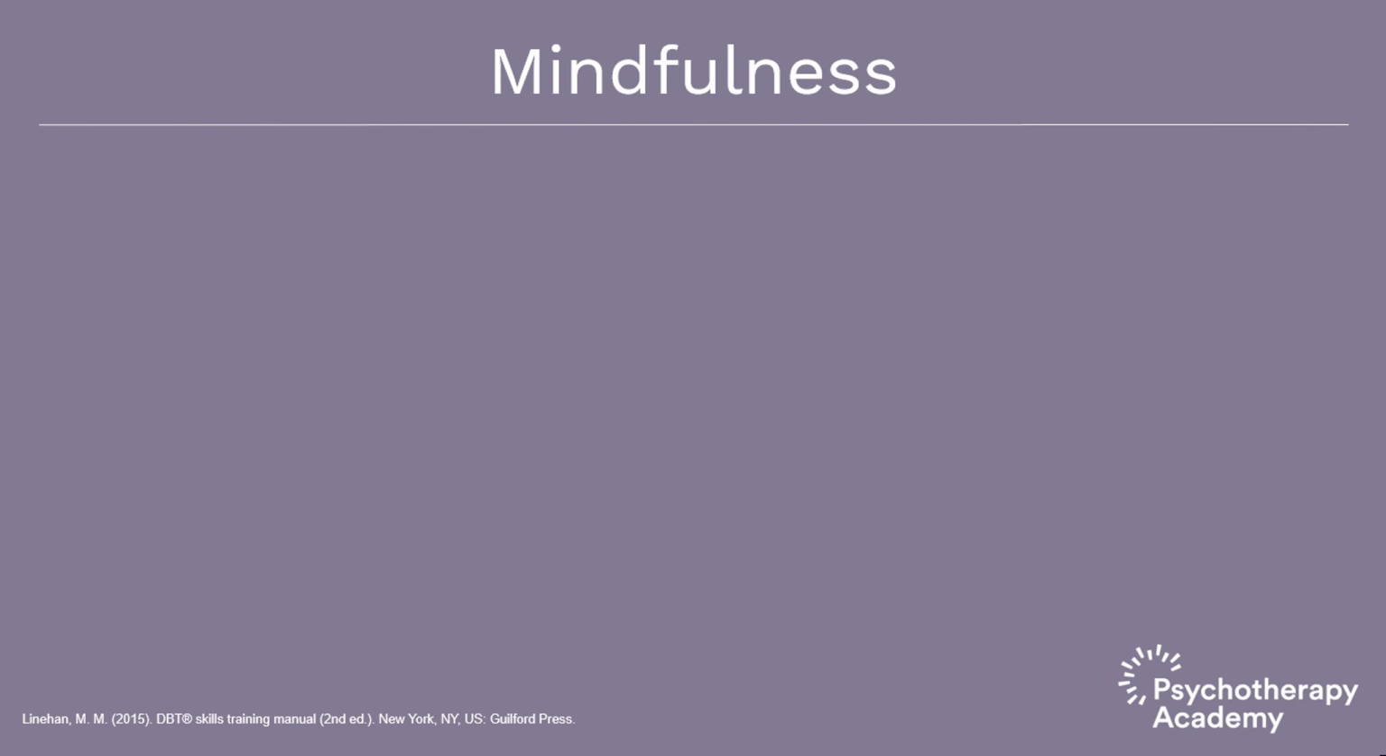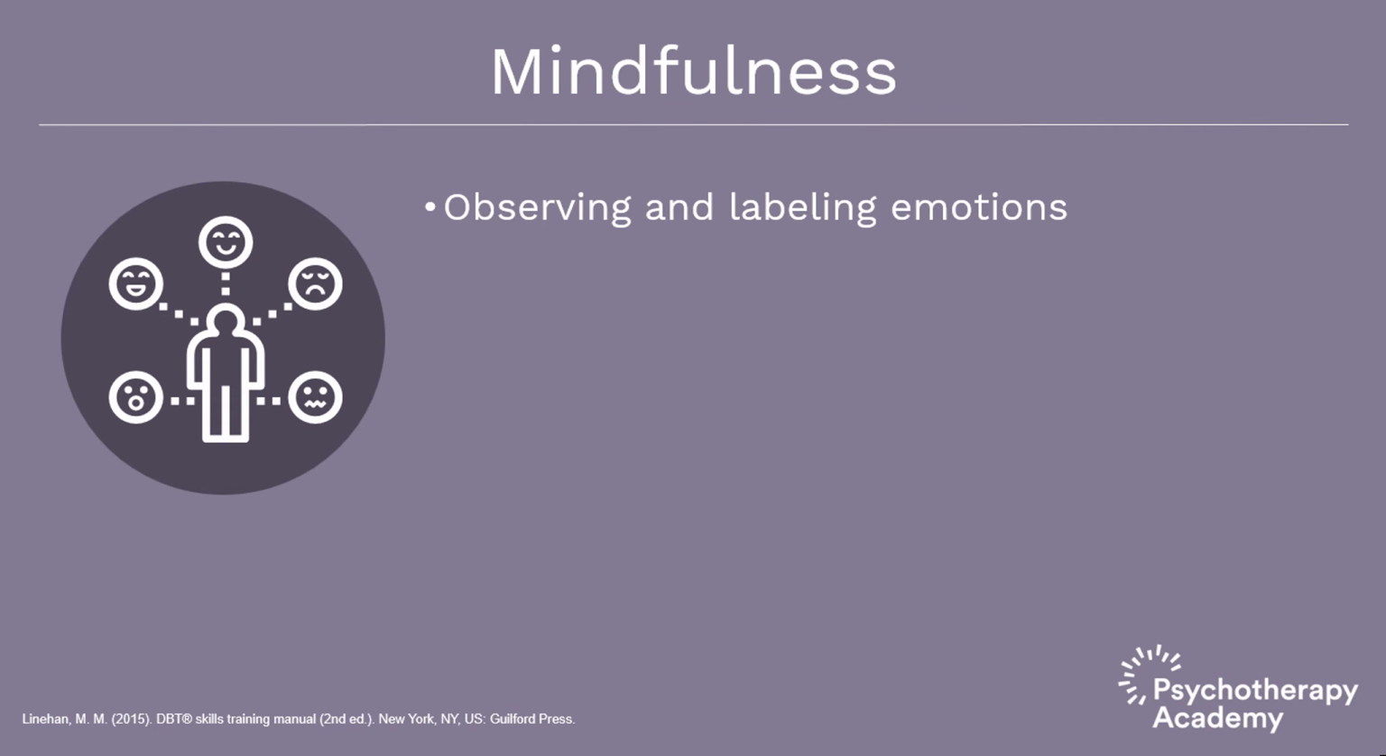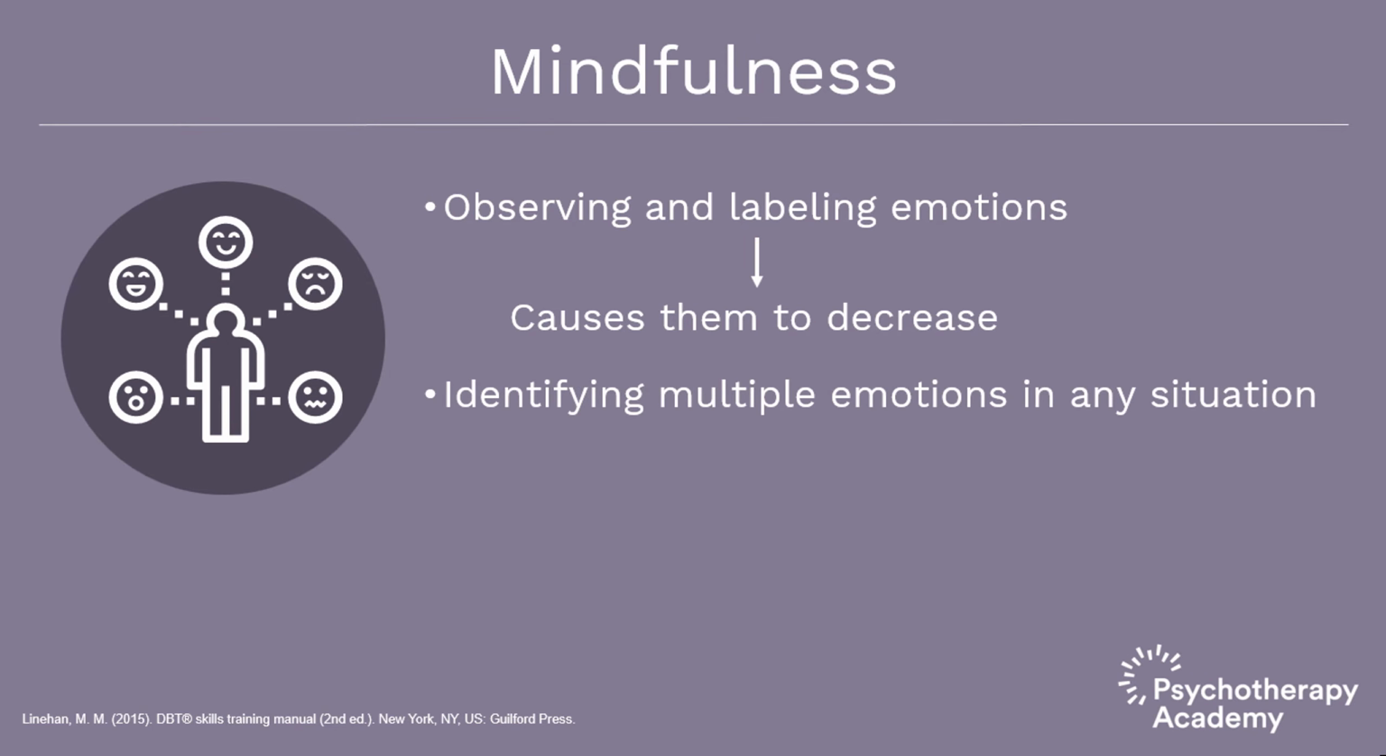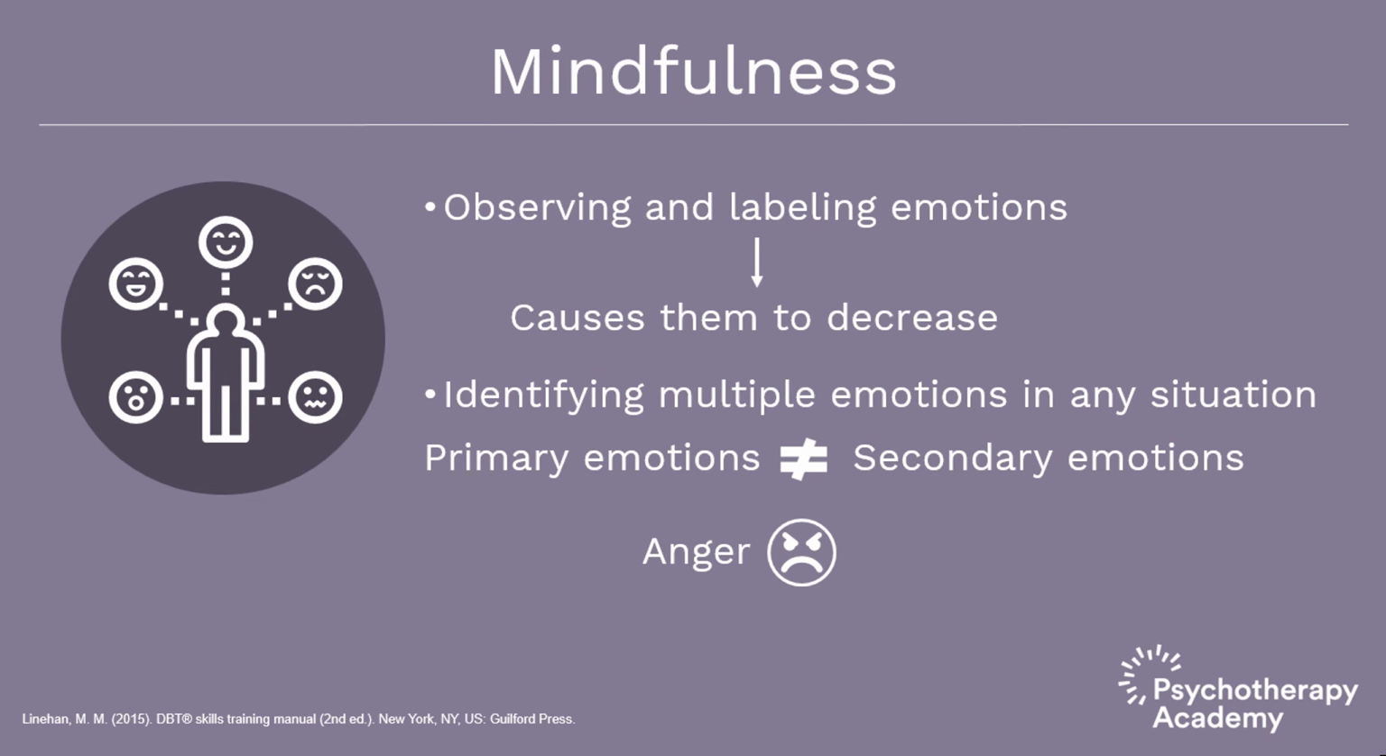Mindfulness is interwoven throughout the emotion regulation section in that members are encouraged to observe their emotions and label them. The act of observing and labeling emotions actually causes them to decrease. Members are encouraged to identify multiple emotions in any given situation and to differentiate between primary emotions, which may seem to be the most prominent, and secondary emotions, which are just under the surface. For example, anger has been suggested to be a primary emotion, while the secondary emotion of feeling hurt or disappointed is just below the surface.